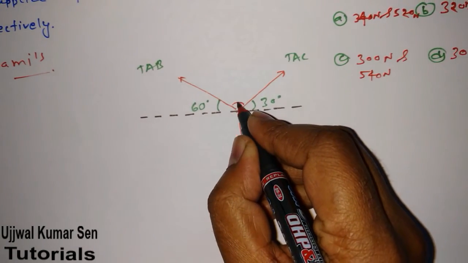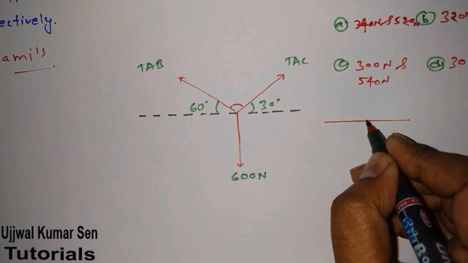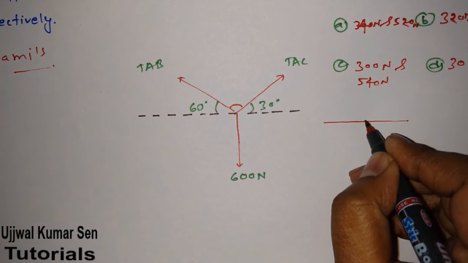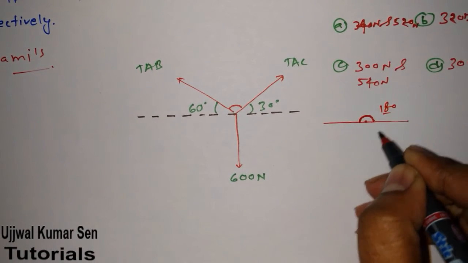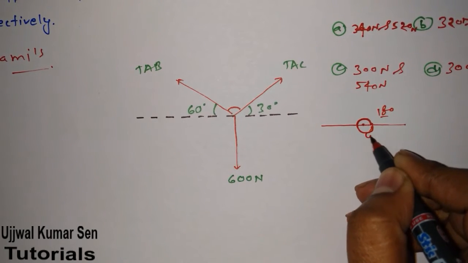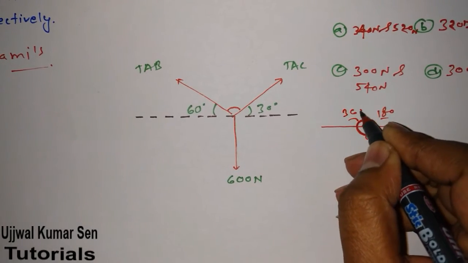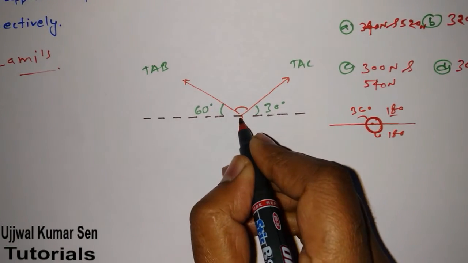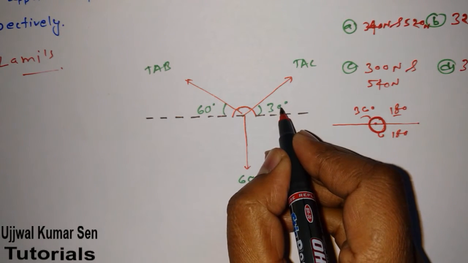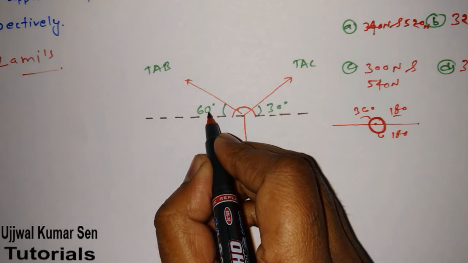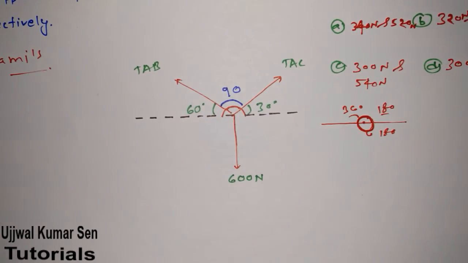What is about this angle? Well, we know that if there is a straight horizontal line, and I take a point, then what is the angle of this? Total angle is 180, because the total angle of a circle is 360. Getting my point? So the total angle here is how much? 180. 180 minus 30 minus 60 is 90, that means the angle remaining here is 90, right?